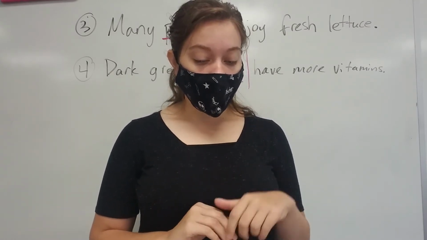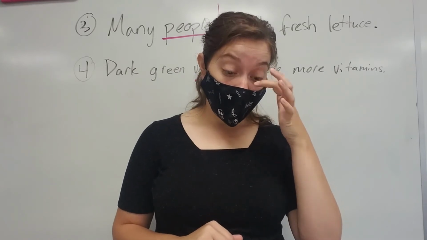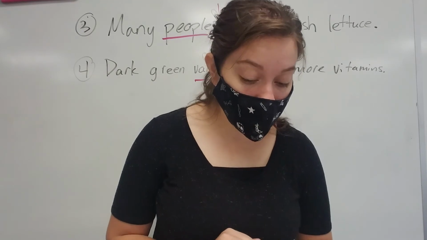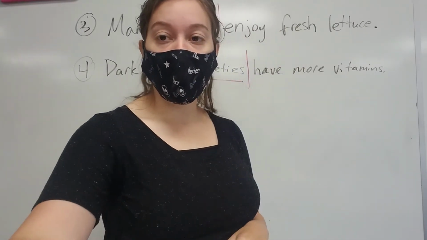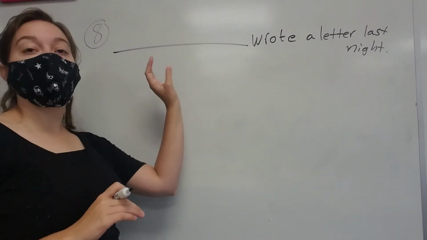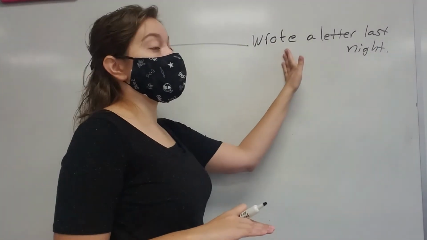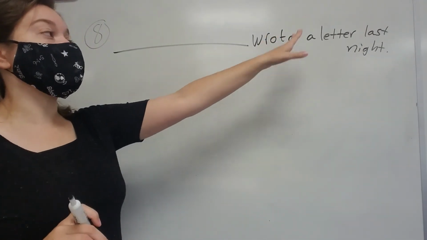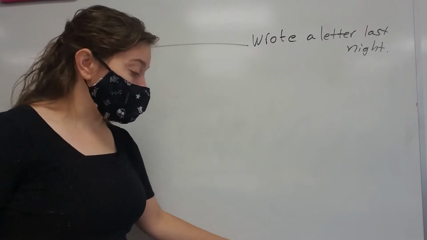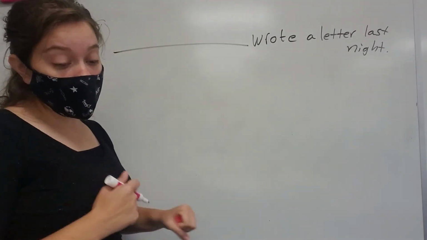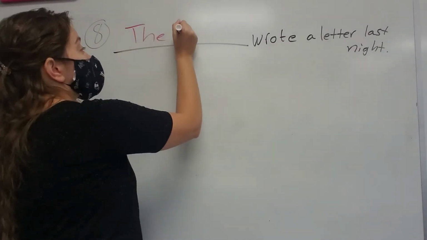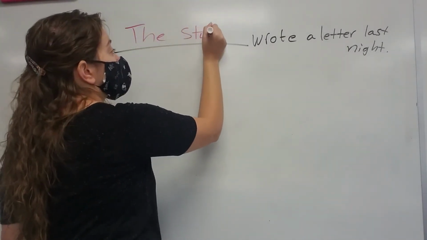Okay, let's look at our next section. Write a complete subject to finish each sentence and underline the simple subject. All right, so for number 8, they give us a blank and we need to write a complete subject to go with our predicate. So our predicate was wrote a letter last night. So I'm going to give an example on this one, okay? So for my complete subject, I might just put the students. Everyone write the students.